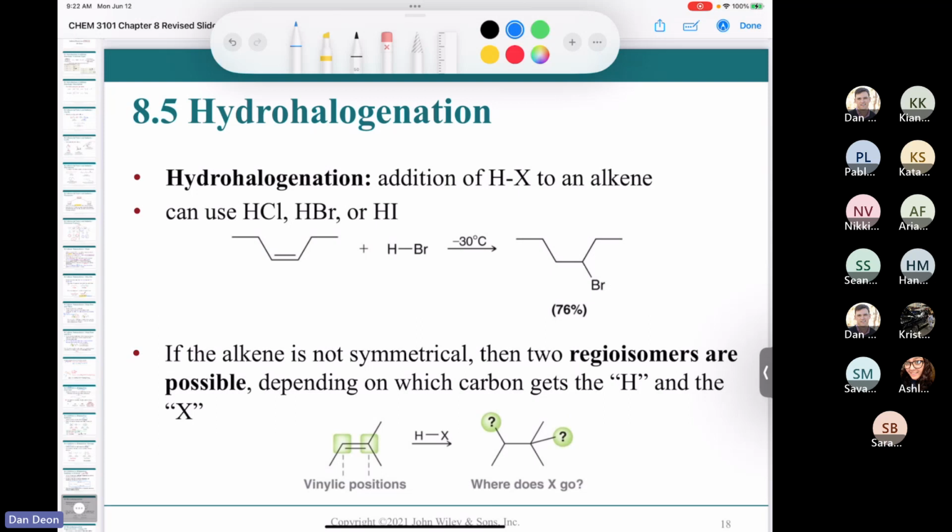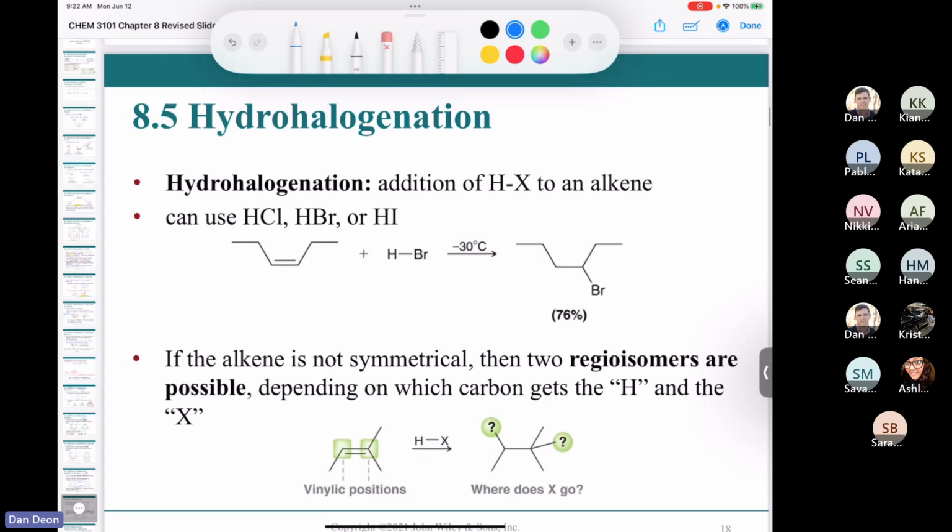So how do we get a hydrogen and a halogen? We get it from HCl, HBr, or HI, either one of those molecules, not HF. Okay, we don't do this reaction with HF. And the reason why is HF is not a strong acid, so it doesn't work. And you see that we're at low temperature when we do this addition reaction, right? So our enthalpy term is going to dominate. And you see we actually get a pretty good yield, 76%. This is actually not that bad.